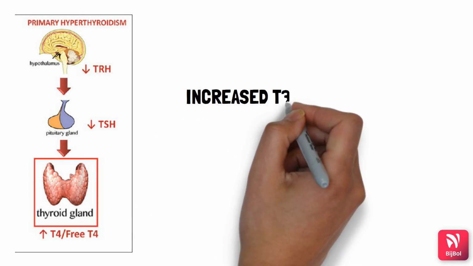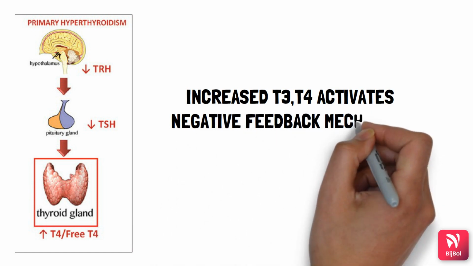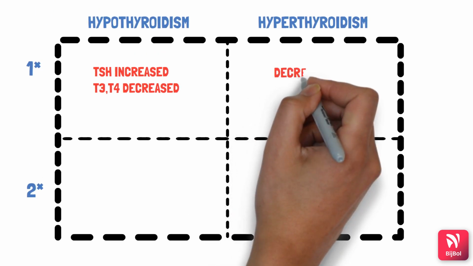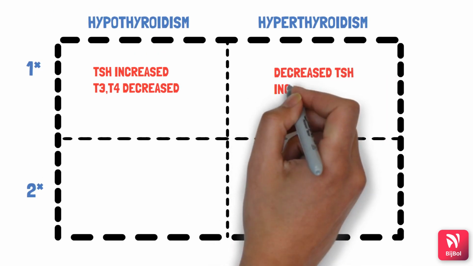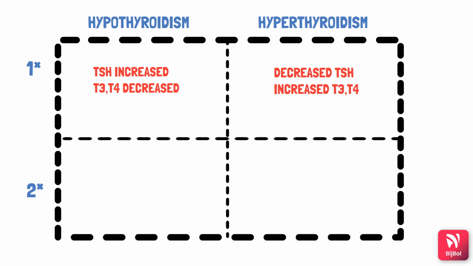Whenever there is increased T3 or T4, the gland asks the pituitary to stop sending TSH so that the gland won't get stimulated and more T3 and T4 are not released. So the TSH production is stopped. Hence, in primary hyperthyroidism, there is decreased TSH. So note this down. In primary hypothyroidism, there is increased TSH and T3, T4 levels are decreased. In primary hyperthyroidism, the TSH levels are decreased and T3, T4 levels are increased.